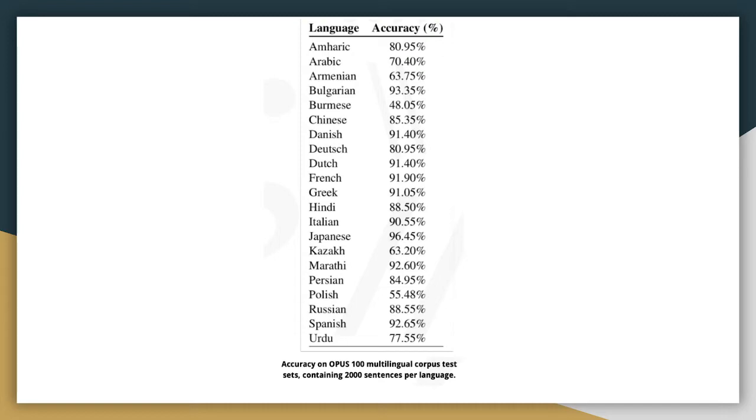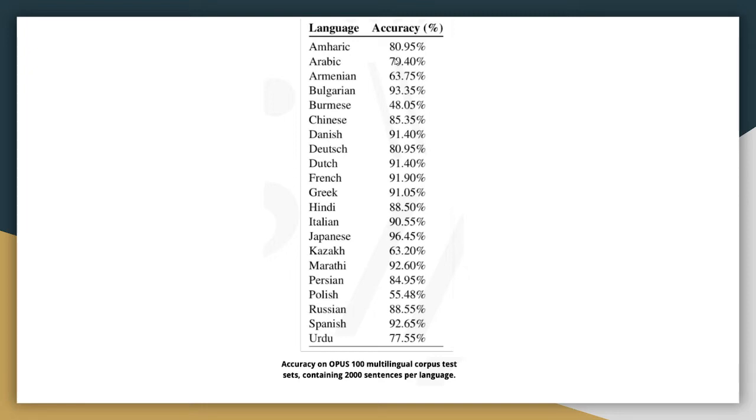So these are the set of languages that PySBD supports. There are 22 of them, and PySBD was tested on the Opus 100 multilingual corpus test sets containing 2000 sentences per language. The accuracy is on these 2000 sentences.